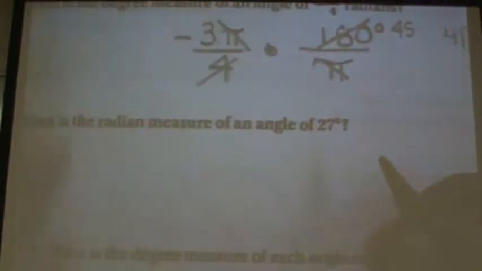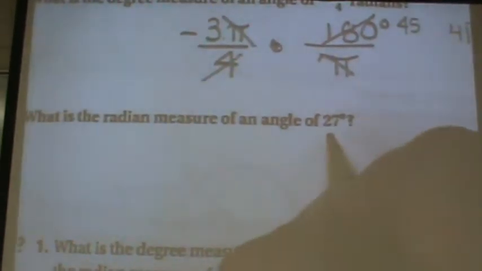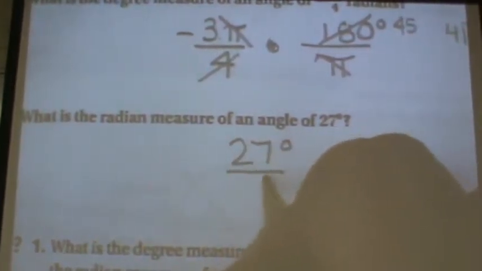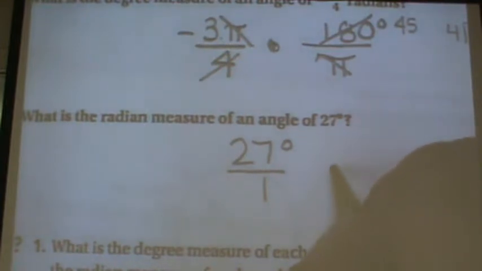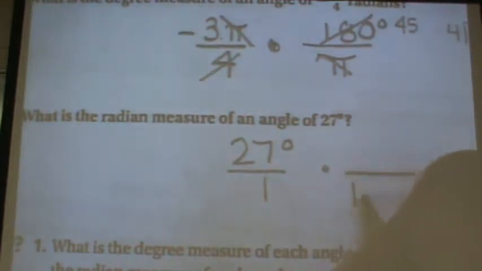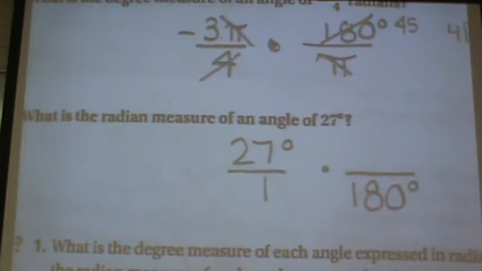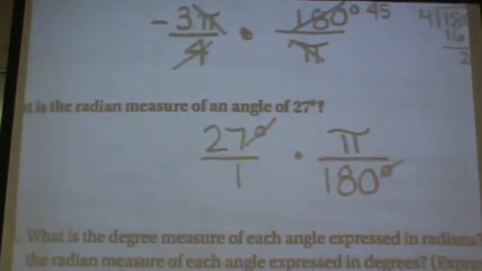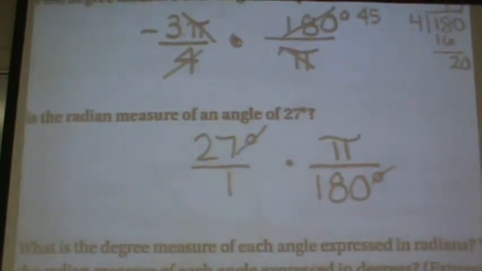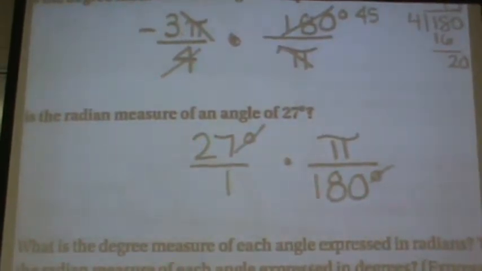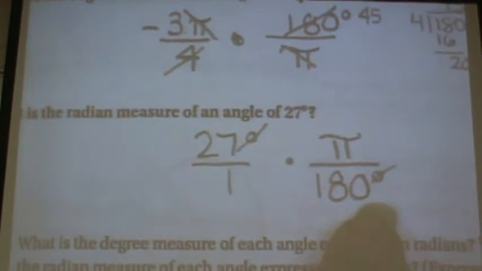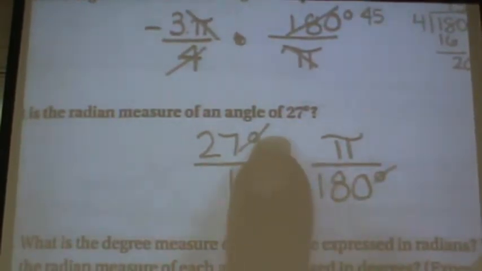How can we go the other way? How can we figure out, if we have a 27-degree angle, the radian measure? Well, pi over 180 now. We want this bubble on the bottom so we can cross them out, and pi goes on top. So we're just flipping that. You're using dimensional analysis and if there's a bubble there, you're going to have the bubble in the bottom, 180. Then you can cross out the bubbles.